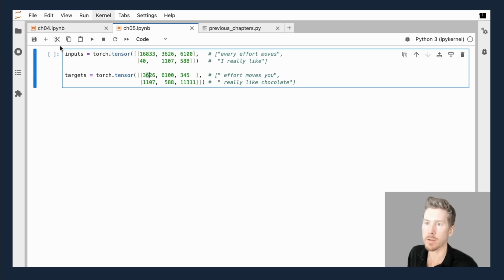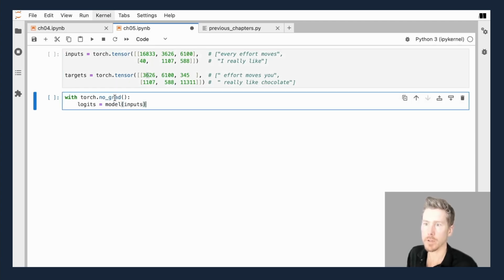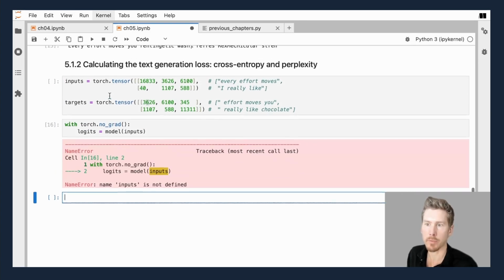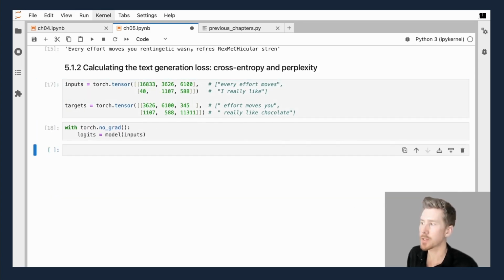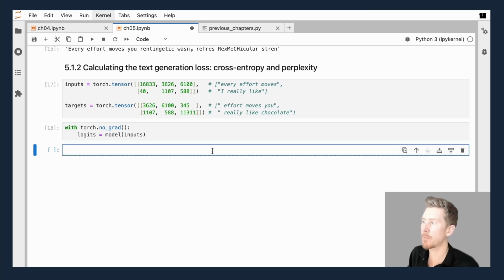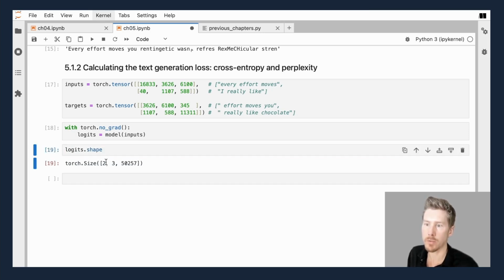So let's do that. So here, similar to what we have done before, we generate the logits. And yeah, let's just take a look at the shape of these logits. So what we see here is it's 2 by 3 by 50,257.